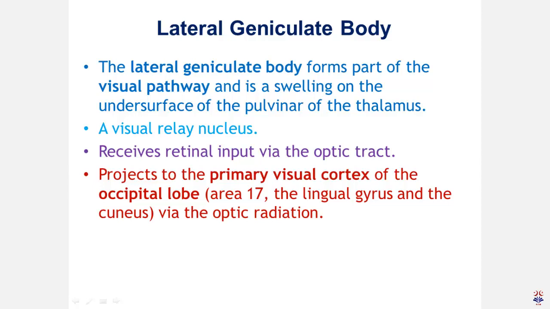Now we come to the lateral geniculate body. It forms part of the visual pathway and is a swelling on the undersurface of the pulvinar of the thalamus. It is a visual relay nucleus. It receives a retinal input via the optic tract, and it projects to the primary visual cortex of the occipital lobe, area 17, the lingual gyrus and the cuneus. And these projections are via optic radiation.